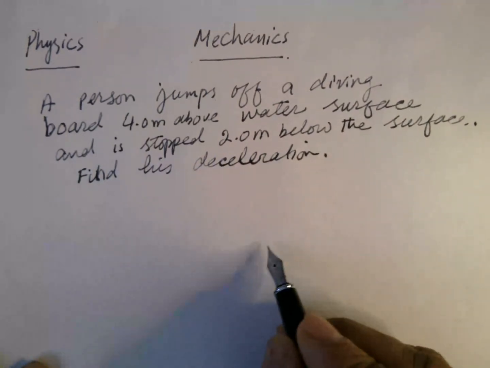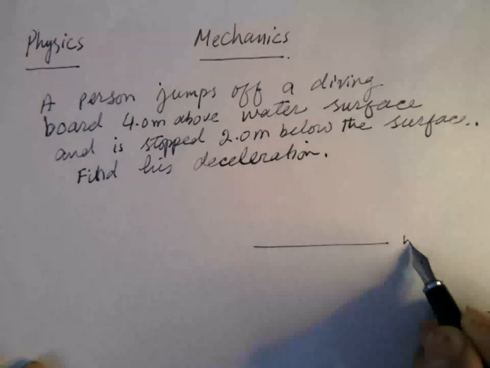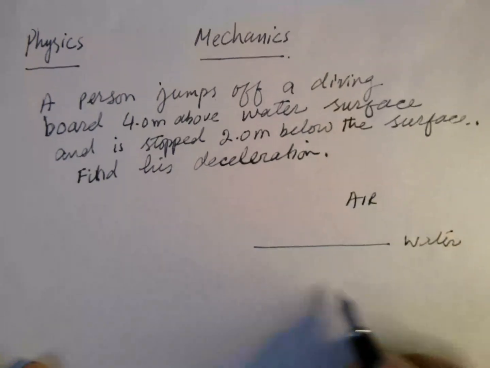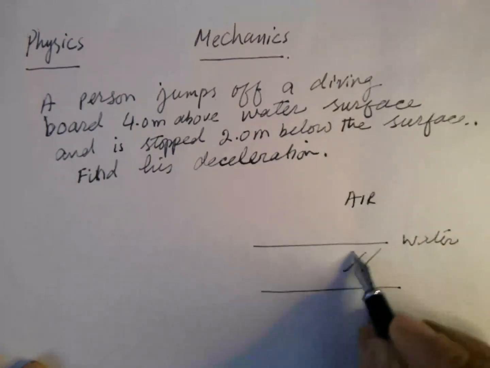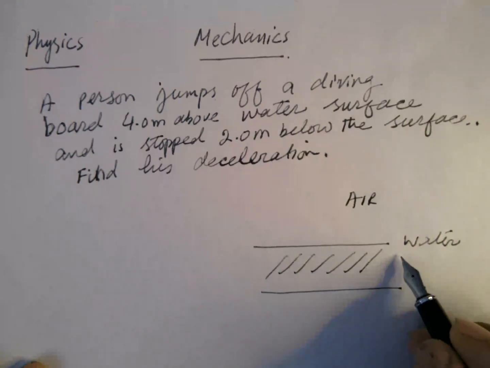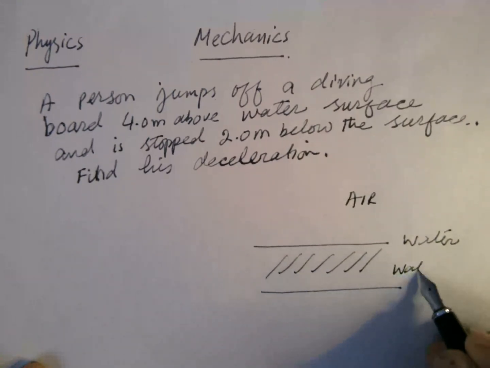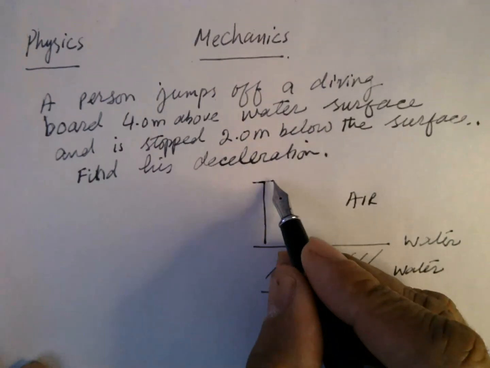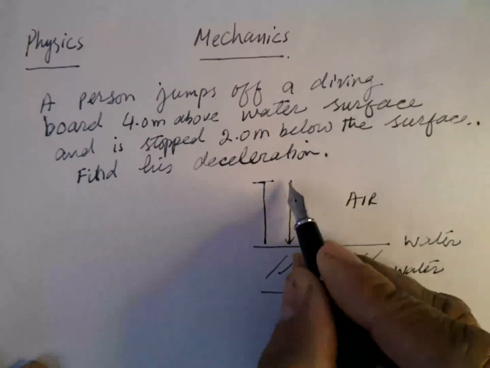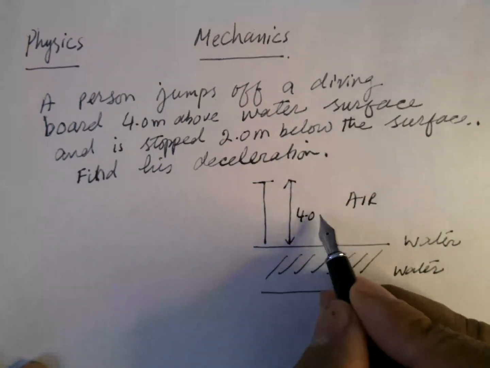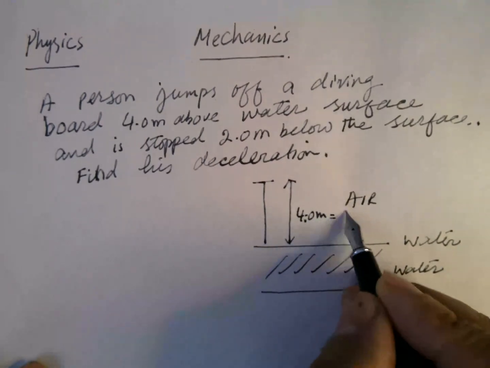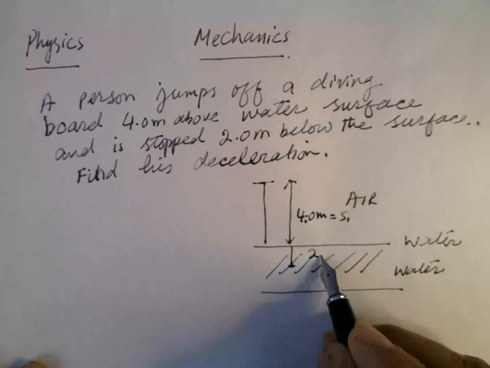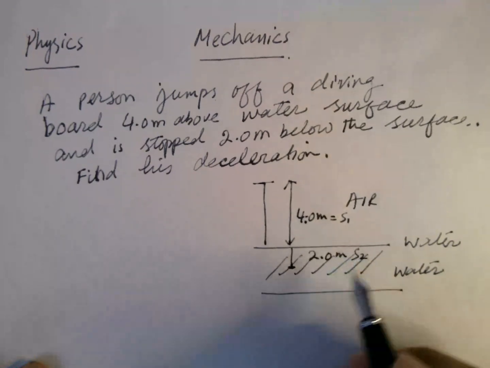So this is the water surface, and this is air, and this is water. This is the diving board. This is 4 meters above the surface, 4.0 meter, this is S1, and the person is stopped. This is 2.0 meter, S2.